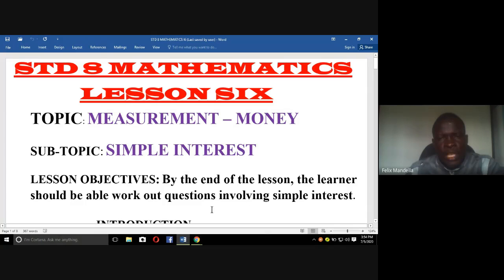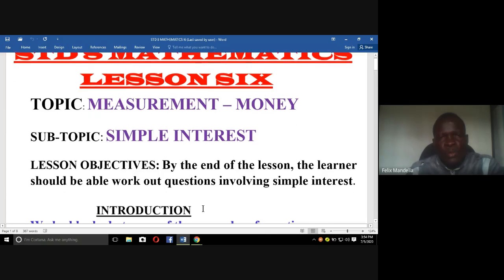And today I want us to continue looking at this topic, measurement, money, where we were looking at simple interest. And in our last lesson, I promised that we are going to look at diverse examples of questions set under this topic or this subtopic.